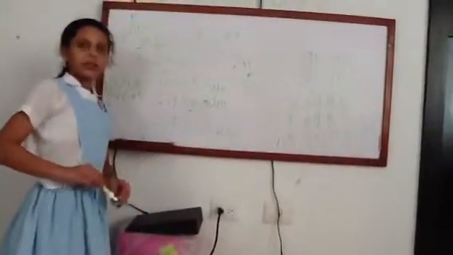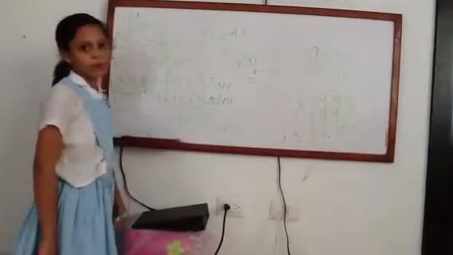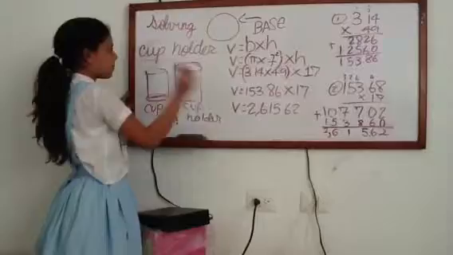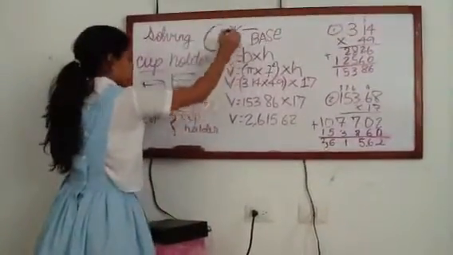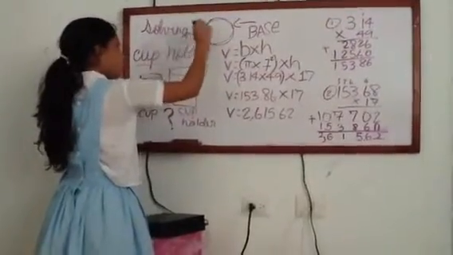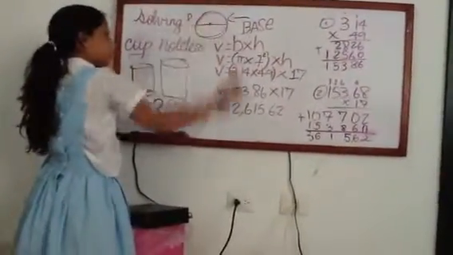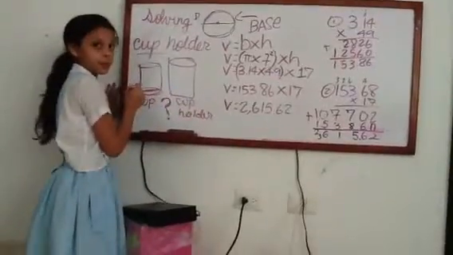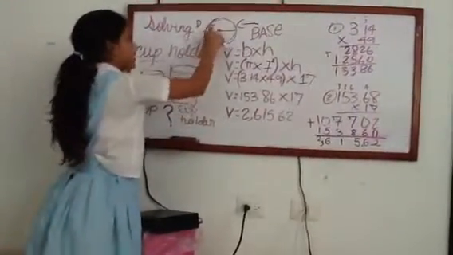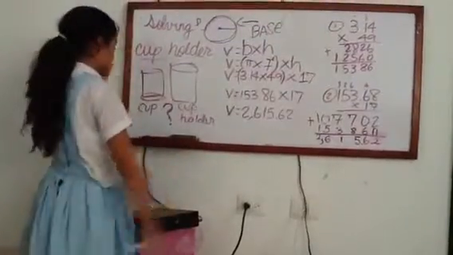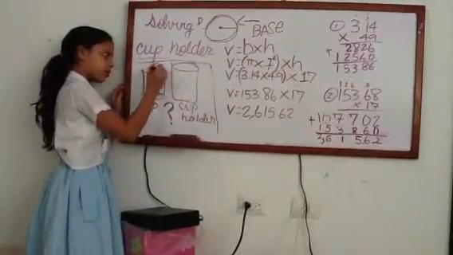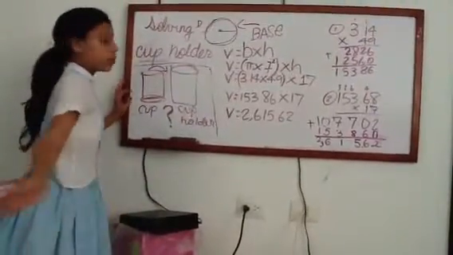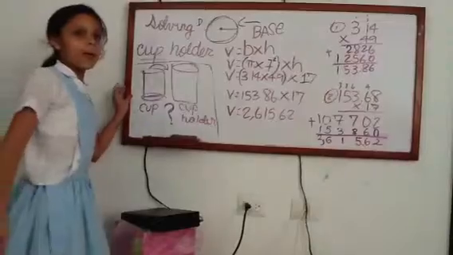Now I'm going to show you the second process. Now I'm going to show you the process of the cup holder. Remember that for the cup holder, the base is a circle, and the diameter is from one edge to another, and the radius is half the diameter. So now we will try to do this. Will the cup fit in the cup holder? We want to see it.